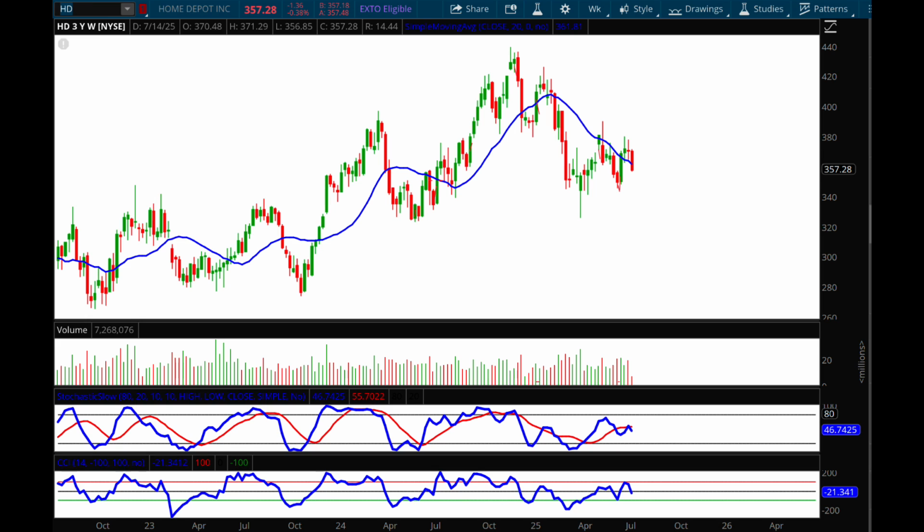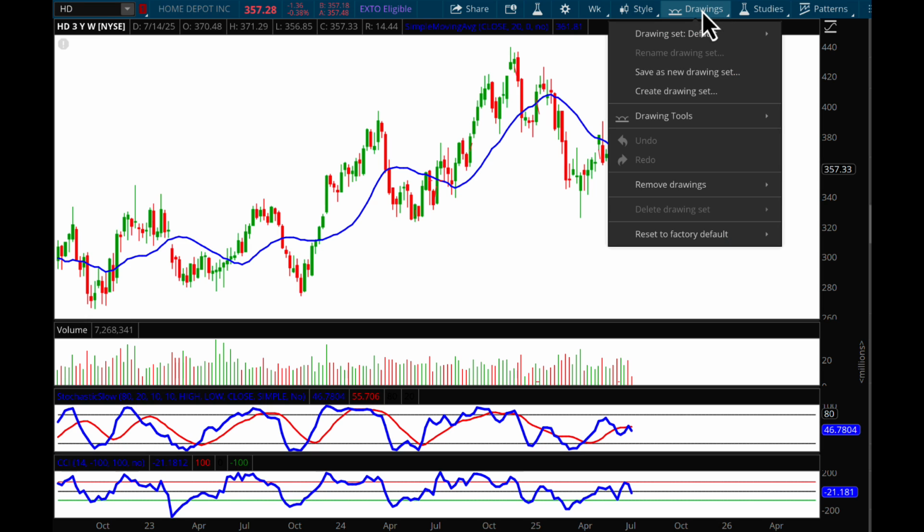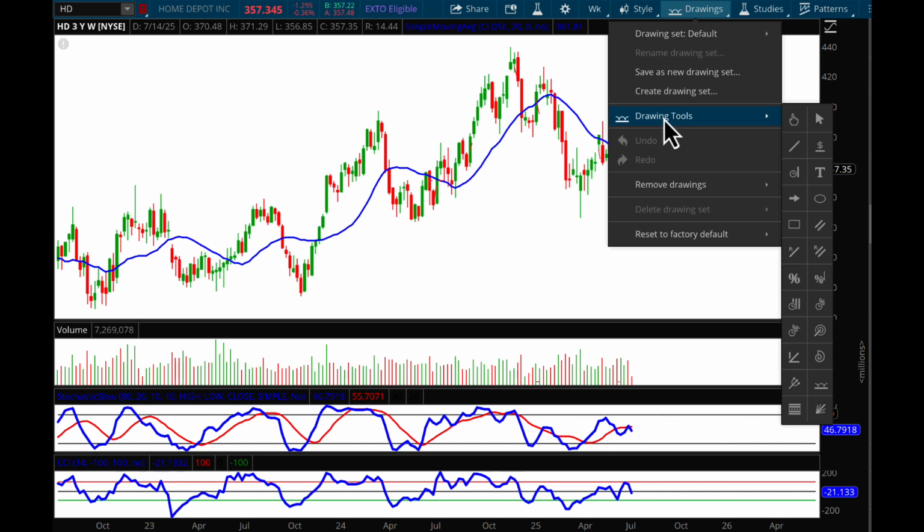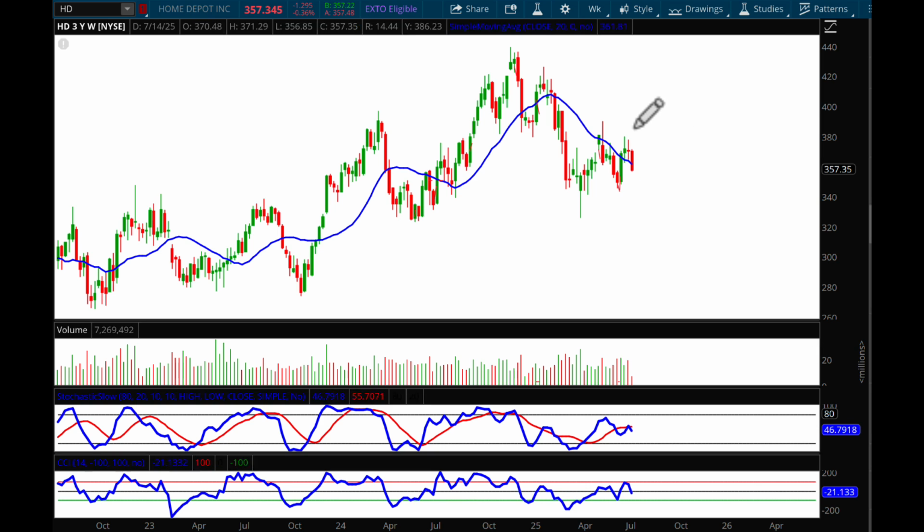Now, this is a weekly chart going back 3 years, and I'm going to show you how Home Depot has a definite cycle. Off to the right here on the top, you have a button that says drawings. This is for the Thinkorswim folks. If you use a platform other than Thinkorswim, you're going to have to hunt and peck to see where the cycle tools are. On Thinkorswim, you go down to the drop-down menu here, go to the right, and right at the bottom, second from the bottom, is the cycle brackets. So you click on that, and your cursor now becomes the cycle tool.